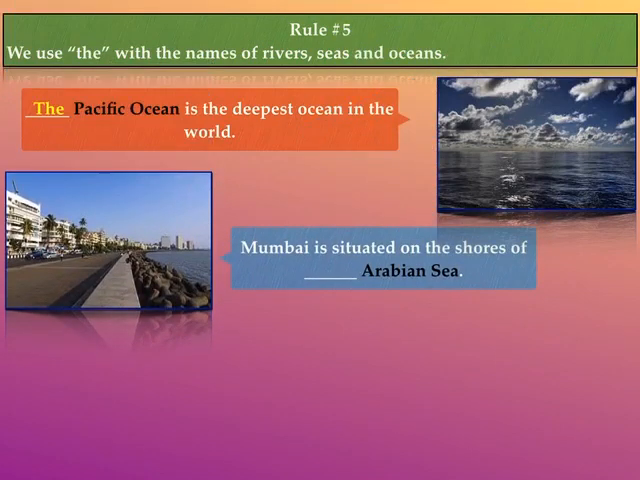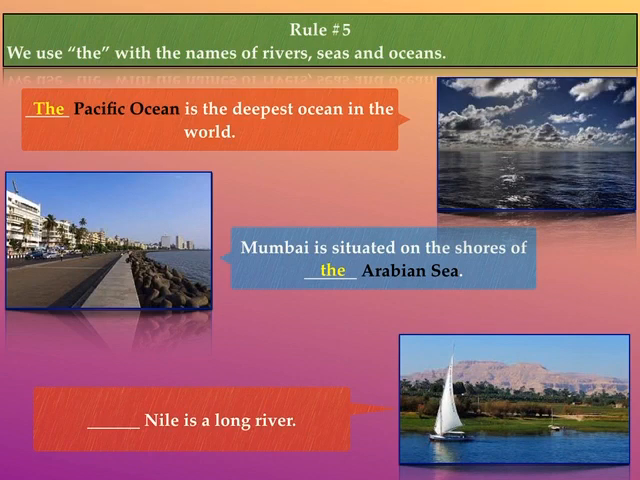Let's see one more example. Mumbai is situated on the shores of the Arabian Sea. Over here we are specific about which sea we are talking about, and it is also the name of a sea, and so we are going to use the article the along with the name Arabian Sea. This is an image of the Nile River. So the Nile is a long river. Over here Nile is the name of a river, and so we are going to use the article the along with it. So students, I hope that you are clear with all these rules.